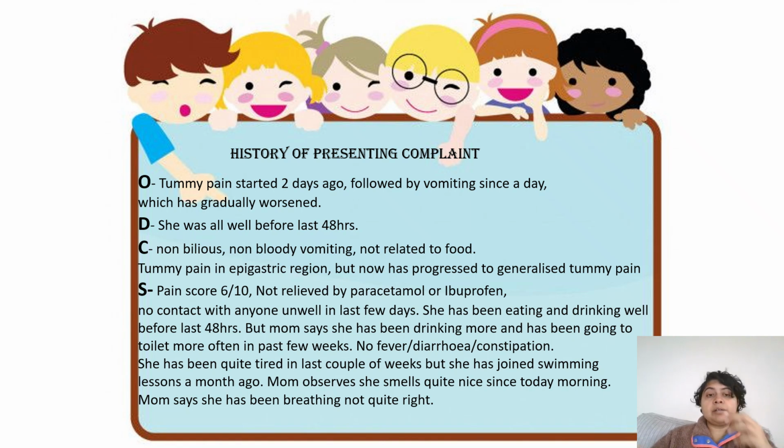And then the character of each symptom. She has two symptoms here: vomiting and abdominal pain. The vomiting is non-bilious, non-bloody, not related to food intake. And the tummy pain is more in the epigastric region, and then it has progressed down to generalized tummy pain everywhere. She is not able to localize where the pain exactly is.